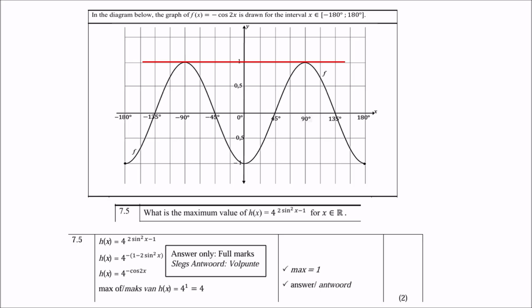And that of course is the cos graph. So for the maximum of the exponent, look at the graph, the maximum value will be 1. So therefore it will be 4 to the power 1, because minus cos 2x must be 1. Then it's the maximum. So therefore, 4.